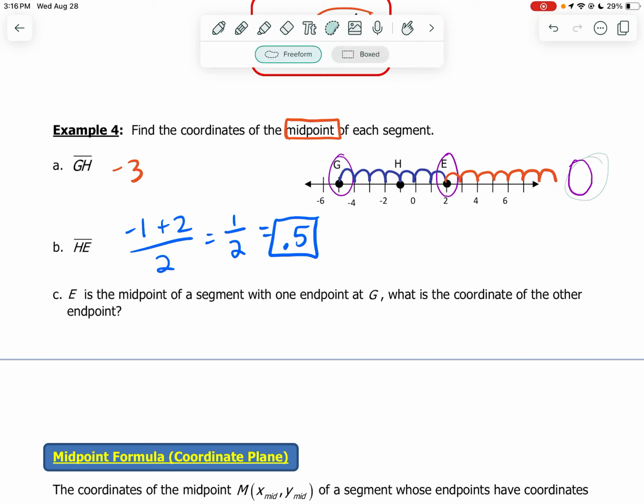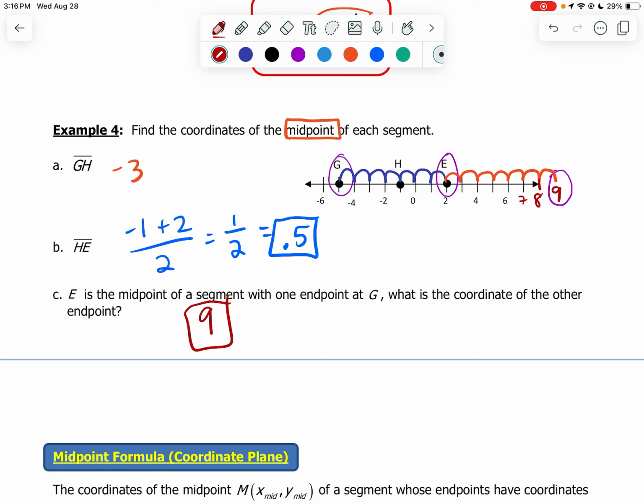So my circle was a little off. And I know that's off the number line. But we can figure out what that number is, right? This would be 7, 8, so this would be 9. Okay, so the other point would be at 9.